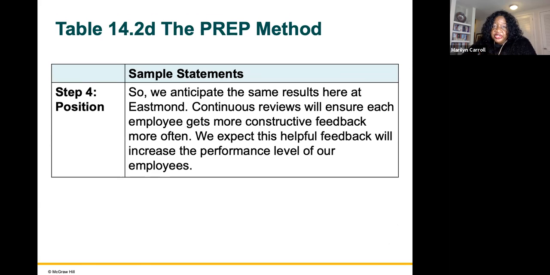Now look at position. So we anticipate the same results here at the Eastman. Continuous reviews would ensure each employee gets more constructive feedback more often, and we expect this helpful feedback will increase the performance level of employees.